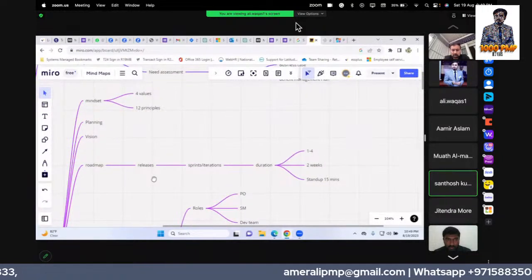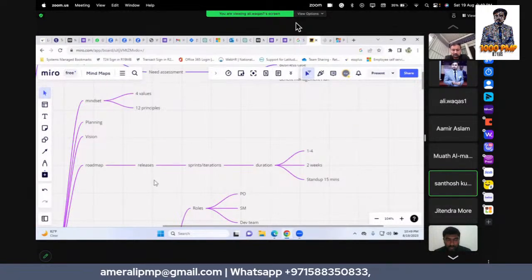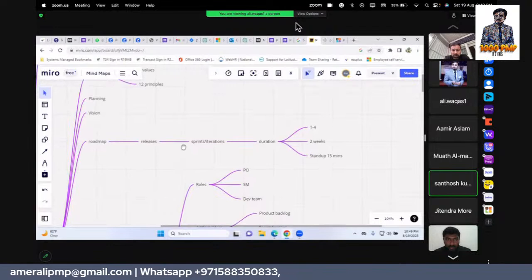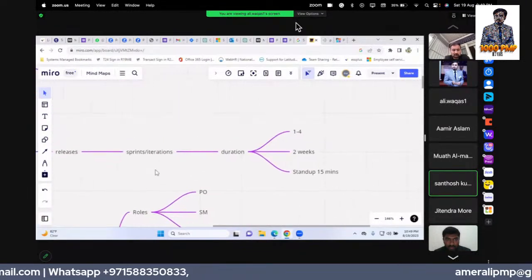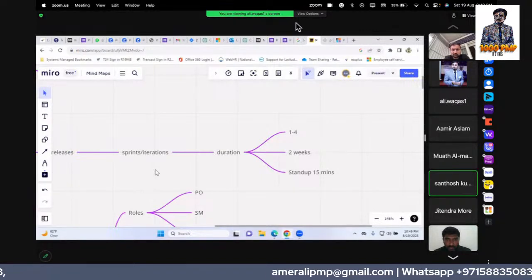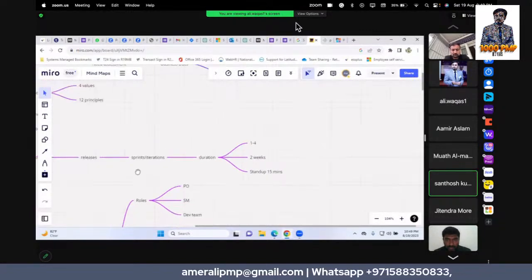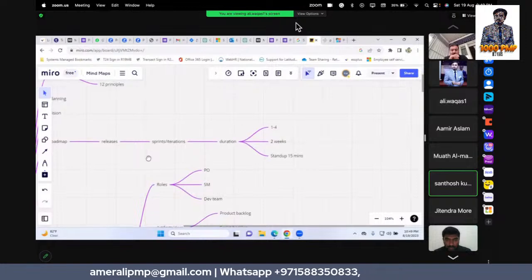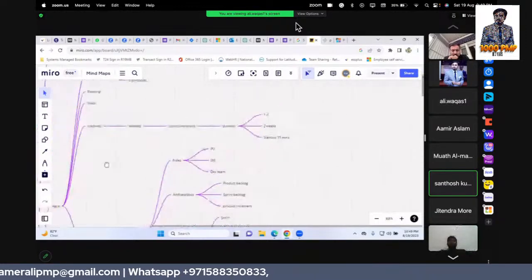So in Agile we have planning, vision, like a roadmap, and releases. In the releases we have sprints or iterations, which are 1 to 4 weeks, or 2 weeks, and we have a stand-up meeting for 15 minutes. And next is Scrum.